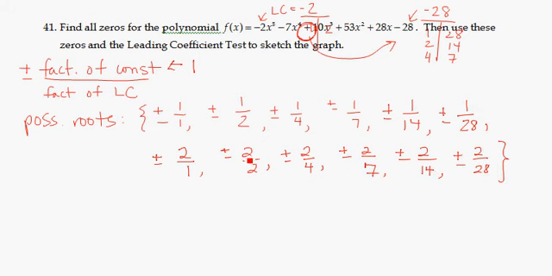Now, some of these are repeated, right? Plus or minus 2 over 2 is the same thing as plus or minus 1. So we've already got that one. Same thing with 2/4 is the same thing as 1/2. So we've already got that one. 2/14 is 1/7, so we already have that one. And 2/28 is the same as 1/14, so we already have that one. The rest of these are all going to be possible roots. Okay, so we've got this top row plus these 4 additional because plus or minus. So those are all of our possible roots.